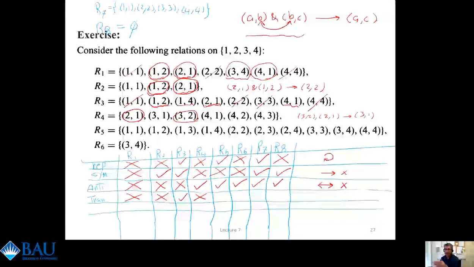But if it works, that does not mean it's transitive; you have to try to see that for all possible cases. Next is R5. Don't check the same numbers.